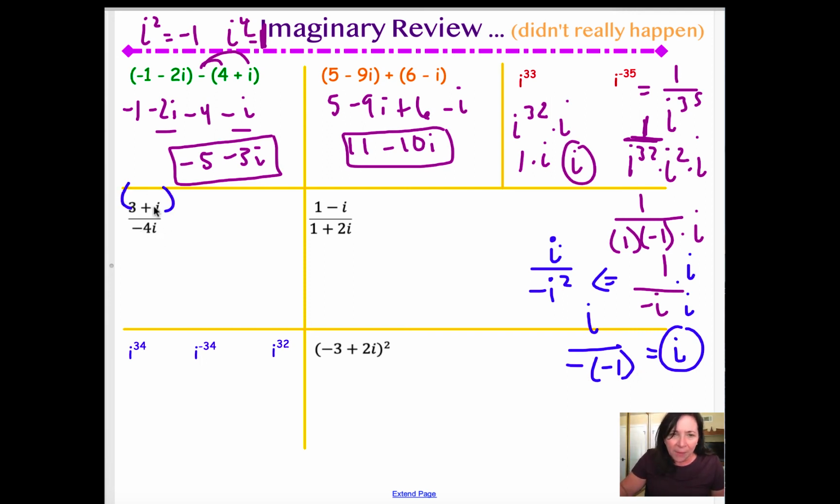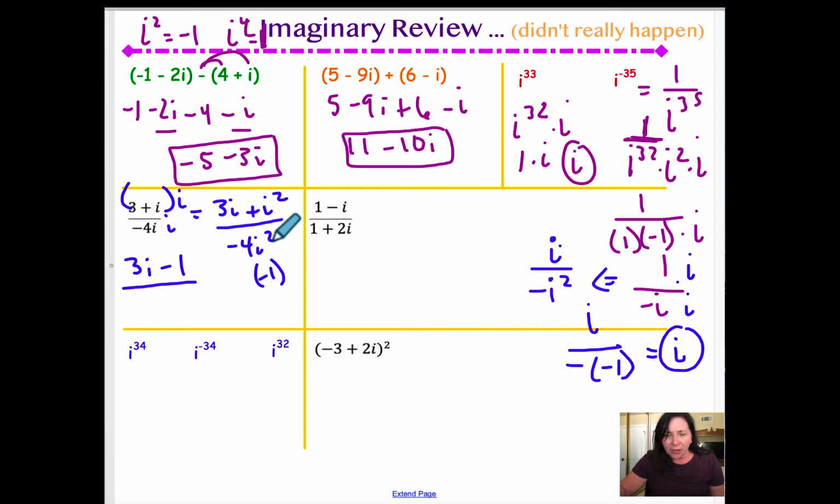For this one, we can't leave an i on the denominator, but we're only going to multiply by i over i. And so i times 3, that's going to be 3i plus i squared over negative 4i squared. Well, with this one, i squared again is negative 1. So what we have is 3i, and this is also negative 1, so minus 1 over this value. Now, what do we have? Negative 4 times negative 1, which is 4. So this is 4, and now I've gotten rid of the i on the denominator. So we're happy campers now.